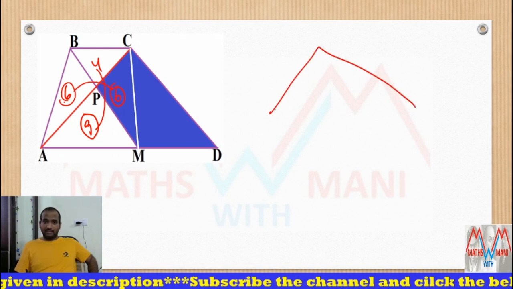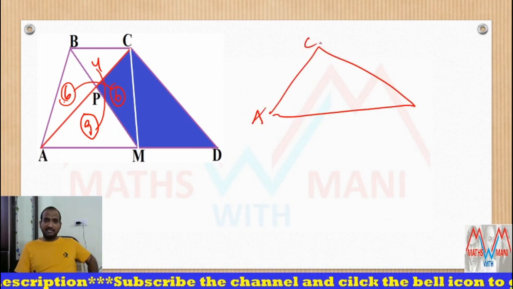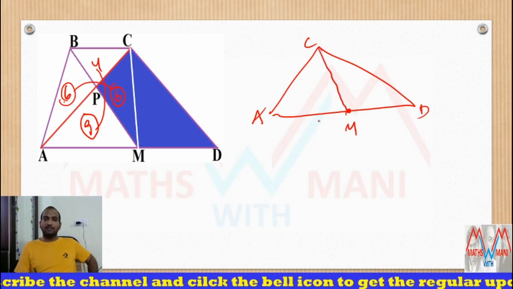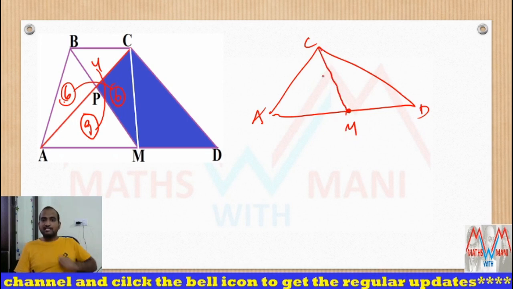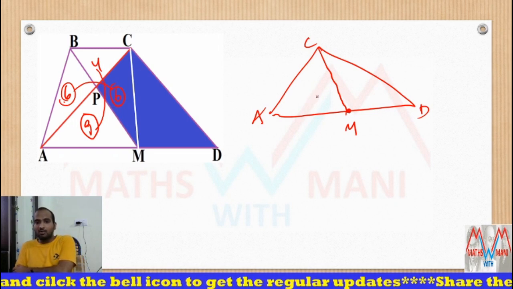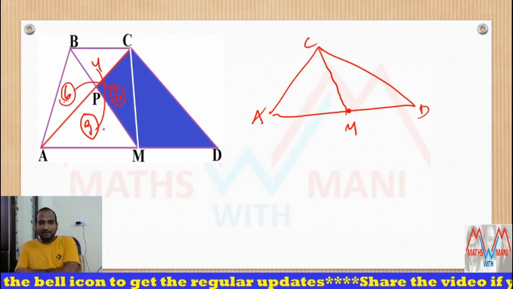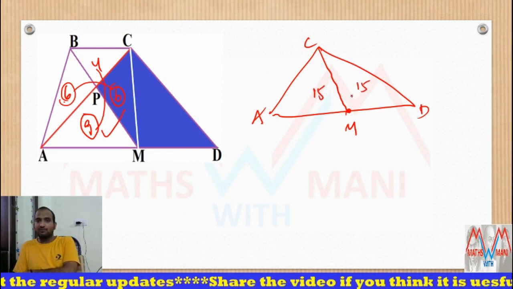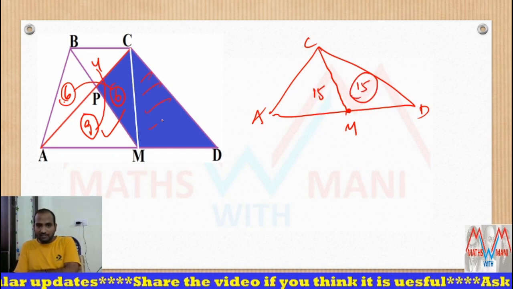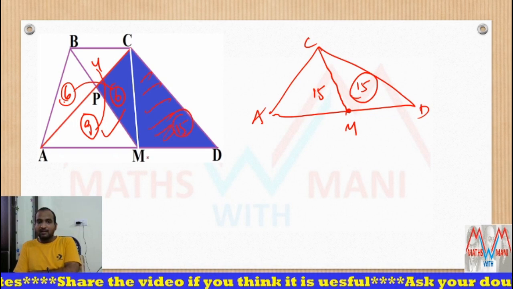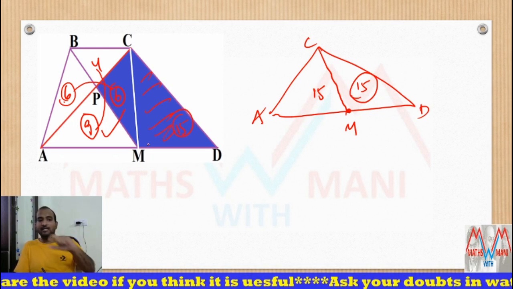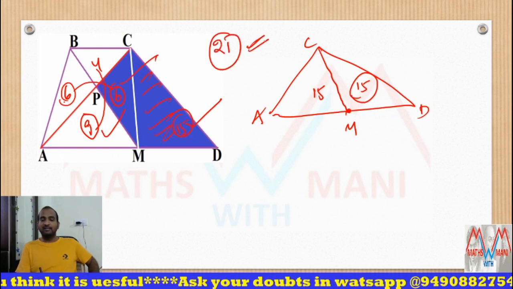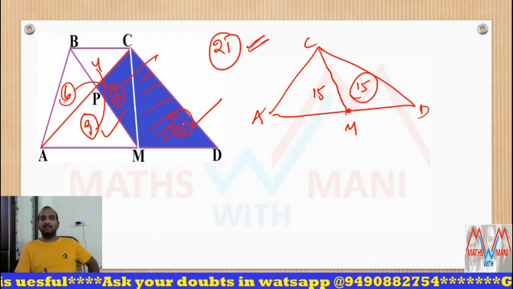Now there is a triangle ACD and M is the midpoint. M is the midpoint means CM is the median. A median divides the triangle into two equal parts. Now tell me, what is the area of ACM? 9 plus 6, that is 15. If it is 15, then this is also 15. So the area of CMD is 15. But what you have to find is the quadrilateral CPMD, so 15 plus 6, that is 21. 21 centimeter square is the correct answer.